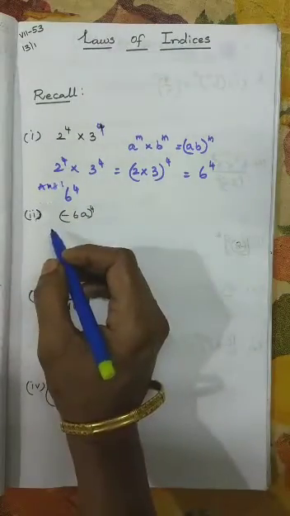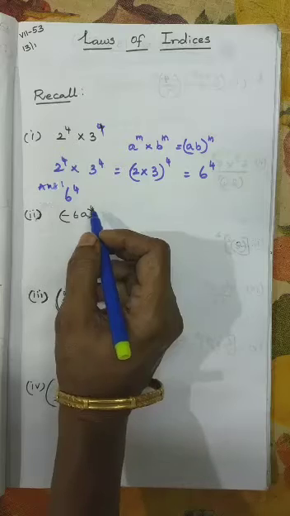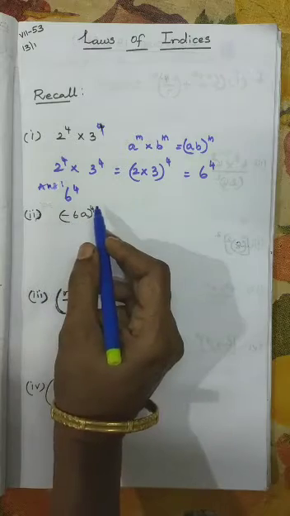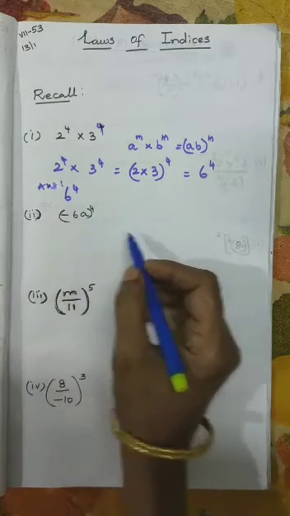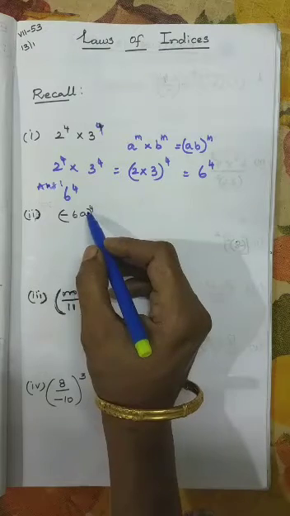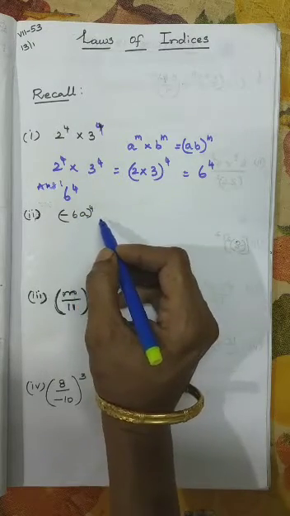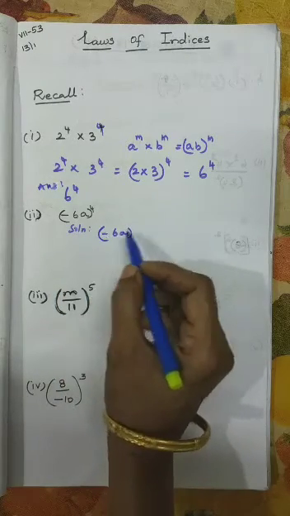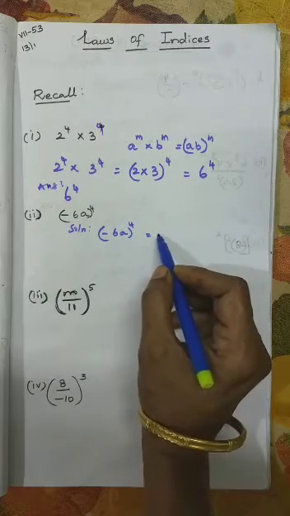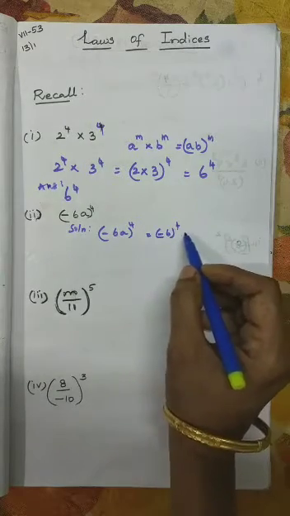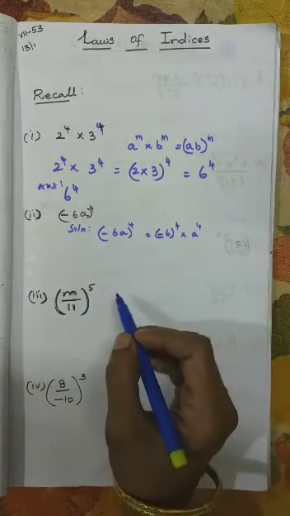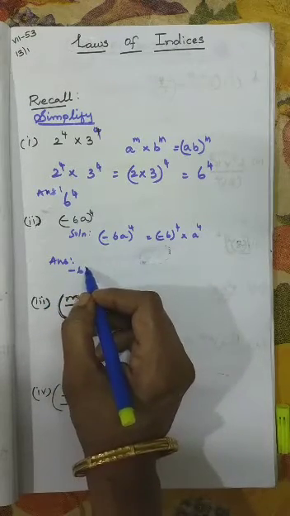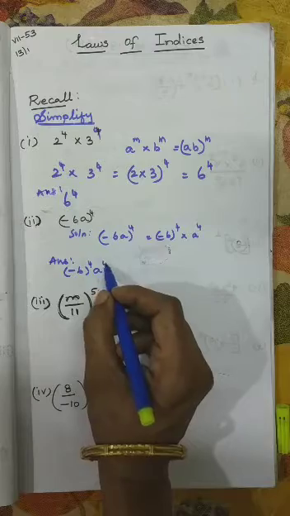Then the second problem. Minus 6a the whole power 4. Here you have to give the power to each term inside. Solution: minus 6a the whole power 4 is minus 6 the whole power 4 into a power 4. So the answer is minus 6 the whole power 4 a power 4.